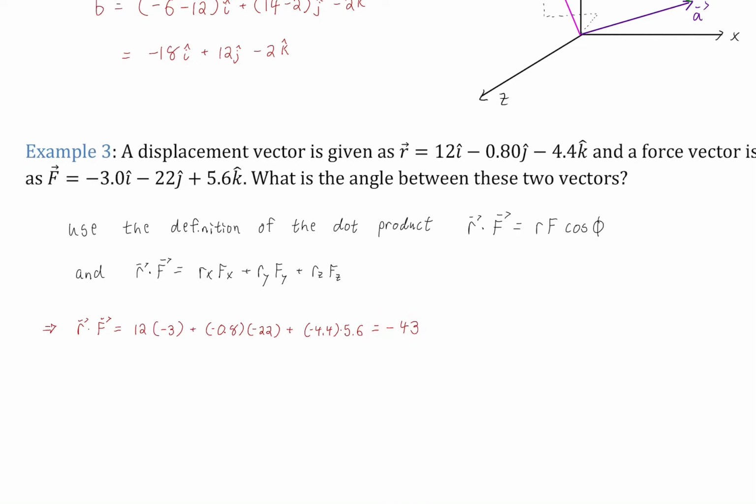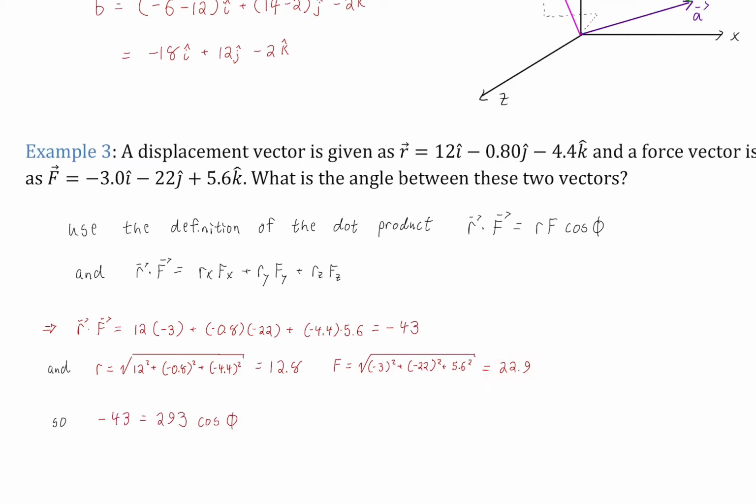And I get negative 43. Then I'm going to find the magnitude of r. Why? Because this r right here, without a vector over it, is the magnitude of r. So I have to use the 3D version of the Pythagorean theorem to find the magnitude of r: 12.8. Do the same thing for f: 22.9. Looks good. So my whole equation, setting this equal to this, is negative 43 equals 293 cosine phi, where 293 is just 12.8 times 22.9.